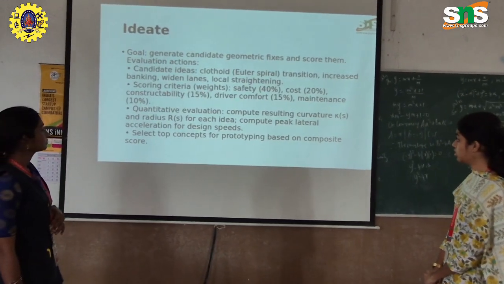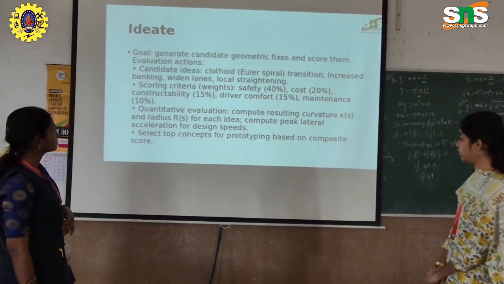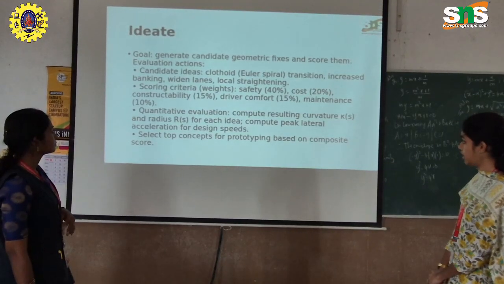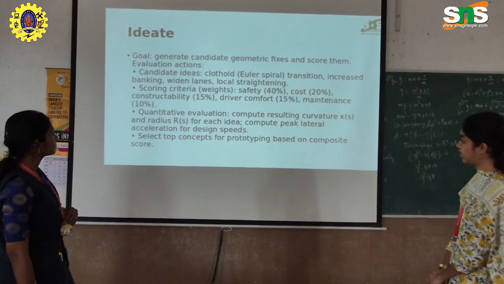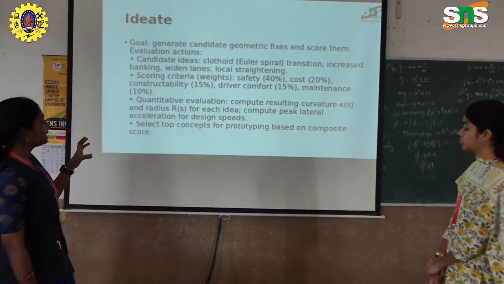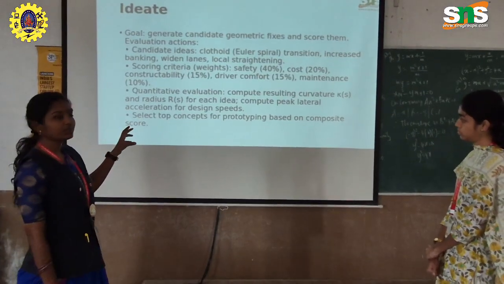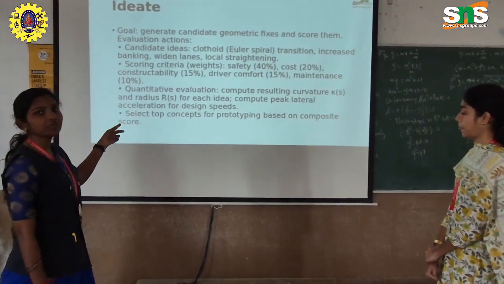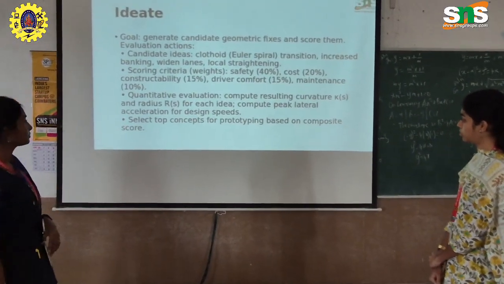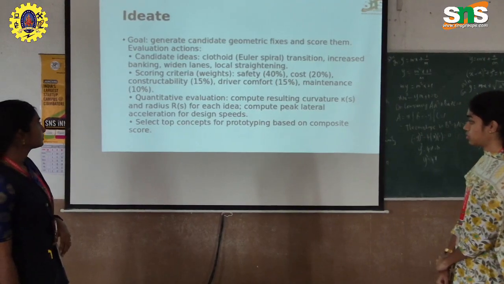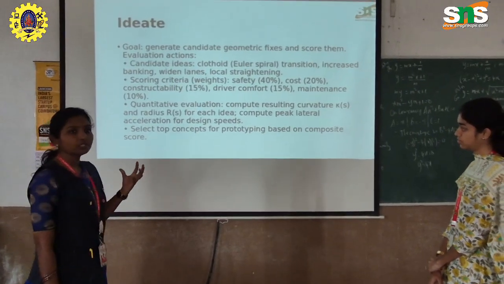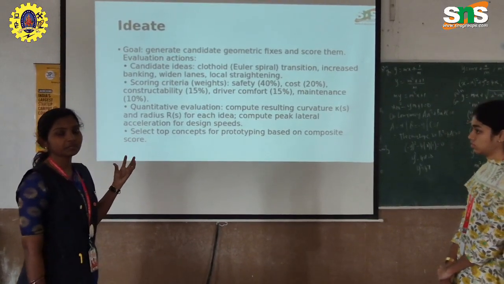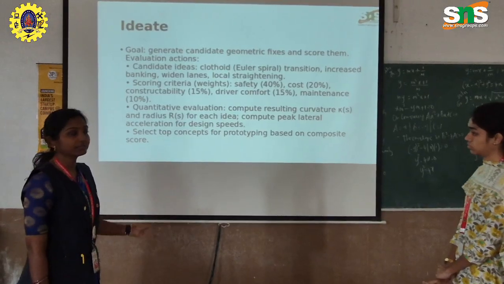Quantitative evaluation: compute the resulting curvature K of S and radius R of S for each idea. Compute peak lateral acceleration for design speeds. These are nothing but the curvature and radius of curvature at the particular point as per the given problem. Select the top concept for prototyping based on the composite score. So what we have got as a score, with that we are going to specify the type given.